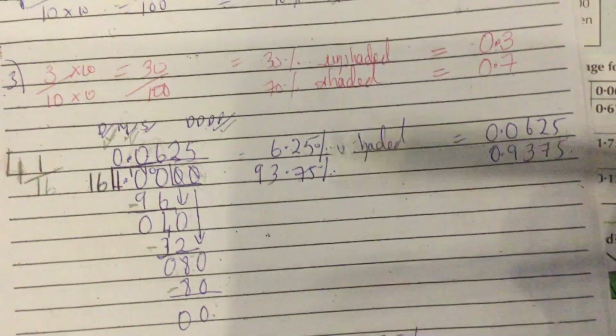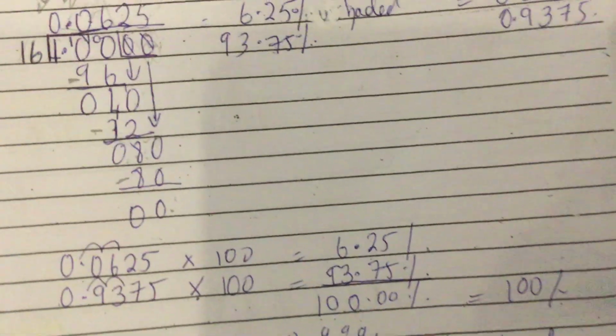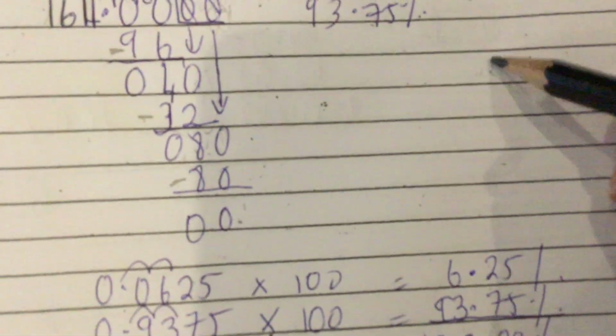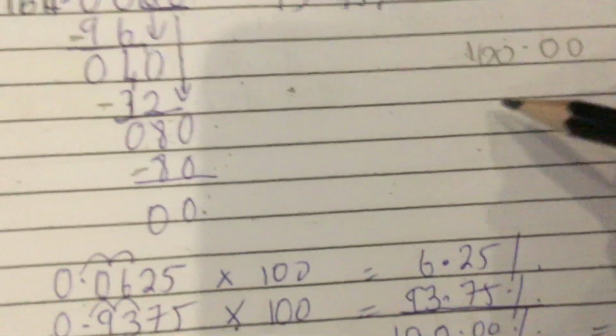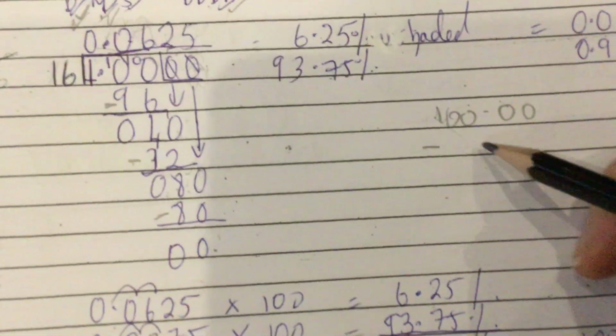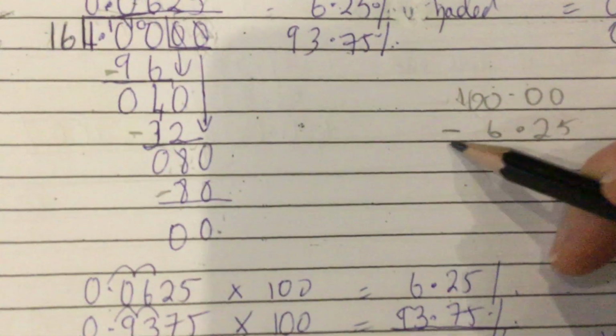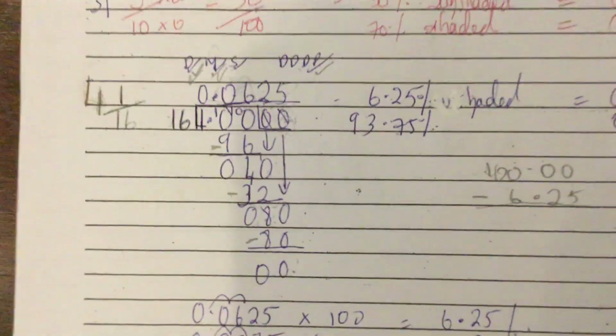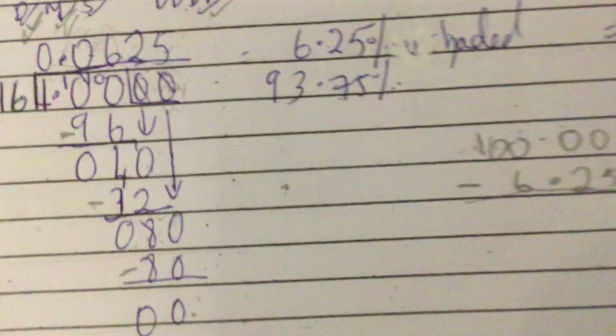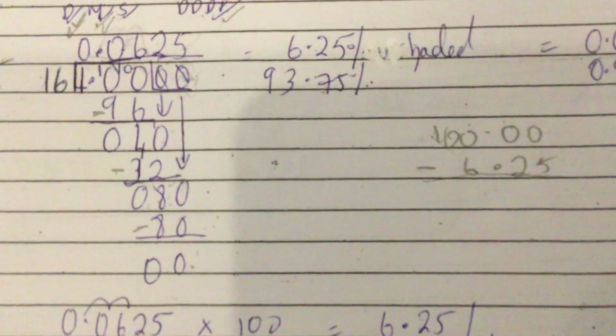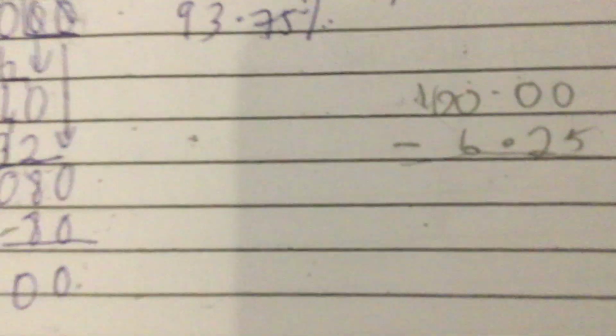And when we take that away from 100%, so it's going to be 100.00 take away 6.25. Now we're talking about percentages here. And when you take it away, you'll end up at 93.75. If you don't believe me, add 93.75 onto 6.25 and you will end up with 100%.